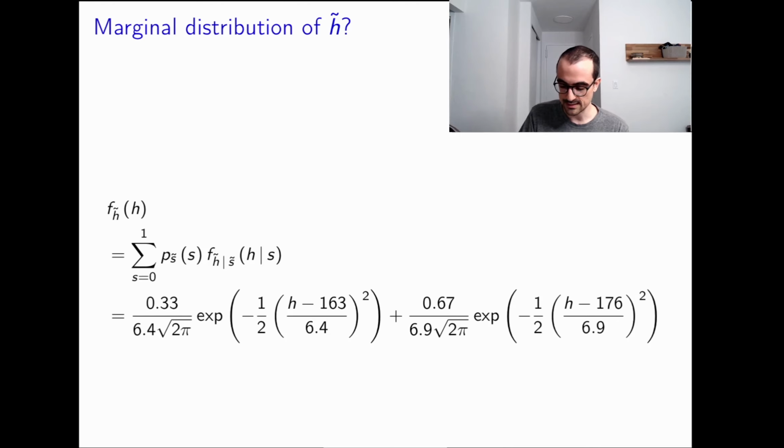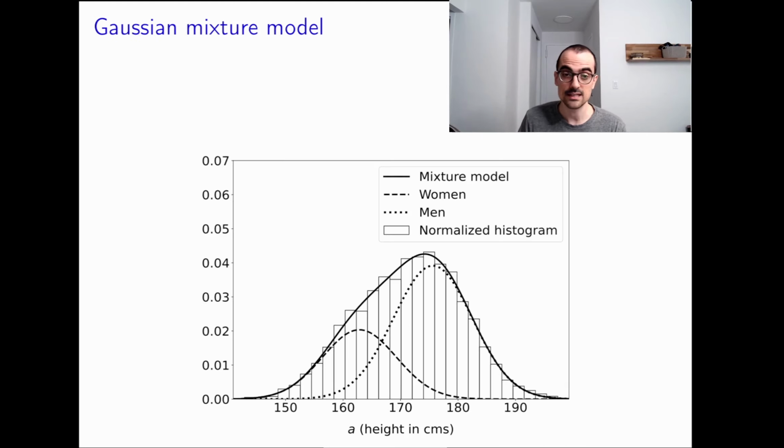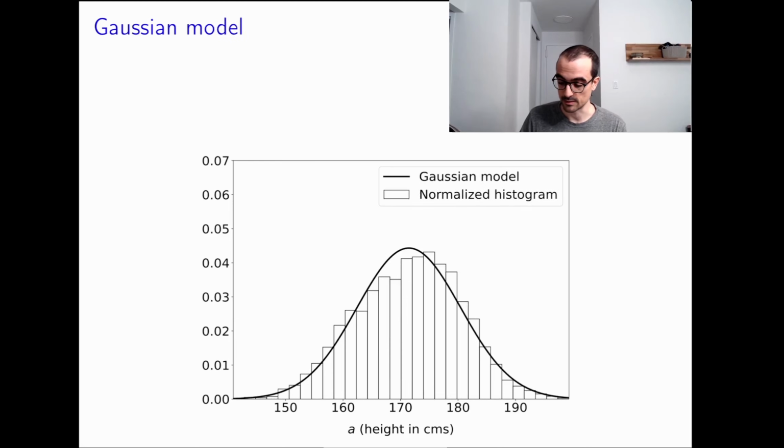Of course, these guys are Gaussians, so we get two Gaussians that are weighted by the probabilities. The probability of being female times the corresponding Gaussian plus the probability of being male times the corresponding Gaussian. And let's just plot this PDF and see how it fits the data, and it fits the data very, very well. Okay, much better than the Gaussian model.